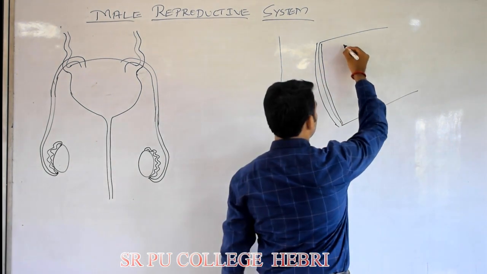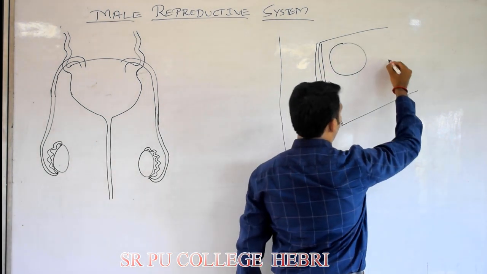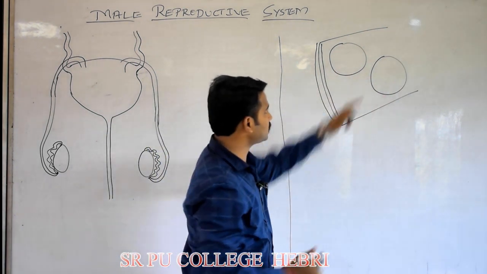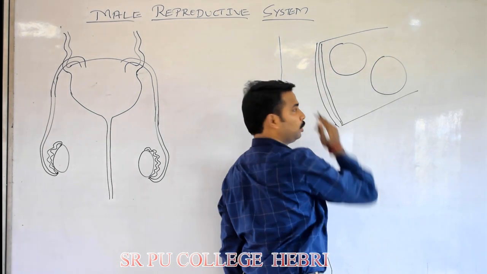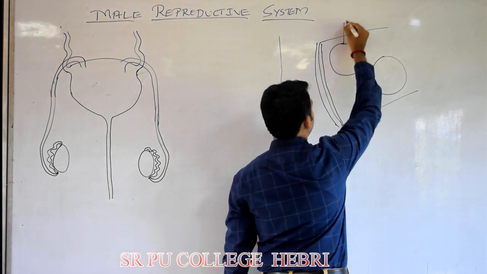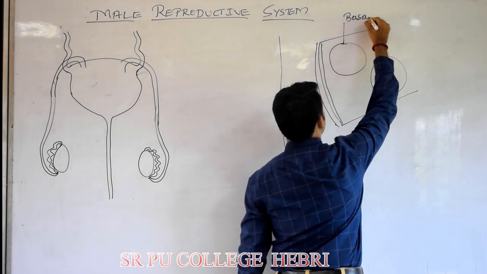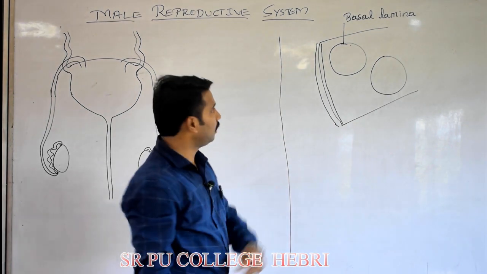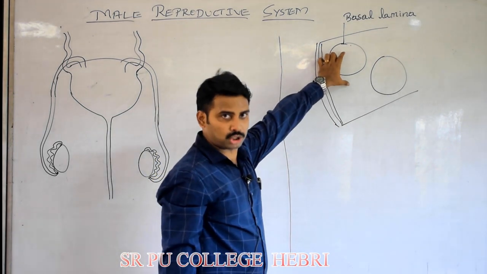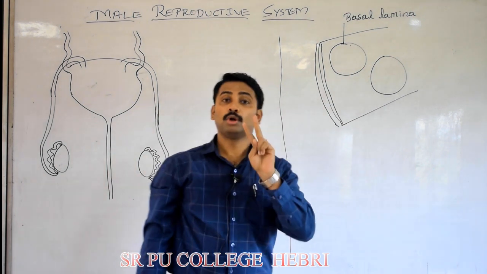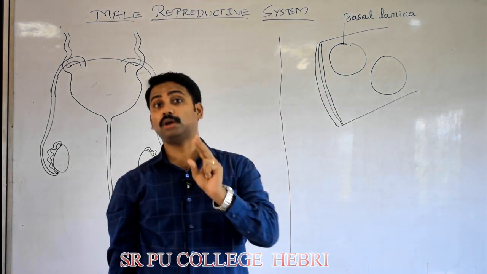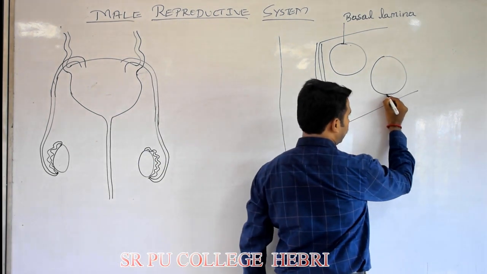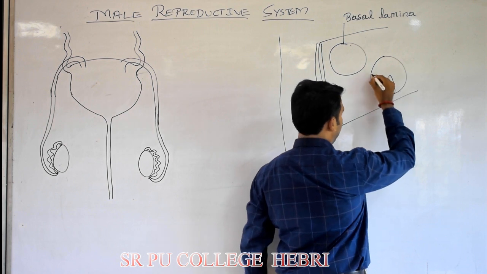Inside each lobule you will find one to three, the number may vary, functional units. What are these? Seminiferous tubules. And this membrane can be called basal lamina. What is that called? Basal lamina. Inside each seminiferous tubule, very important, there are two types of cells present, not two cells, two types of cells. One kind of cell is tall, pyramid-like.